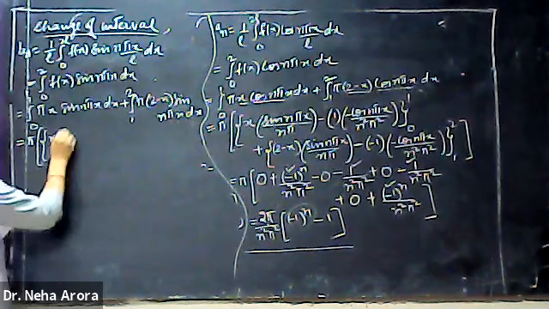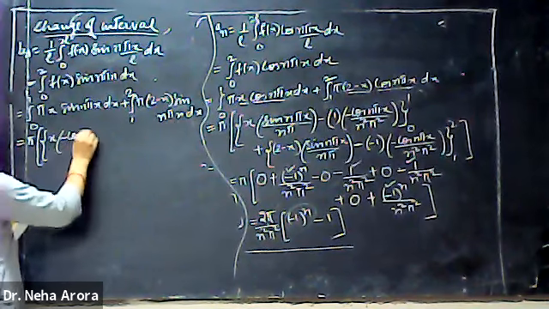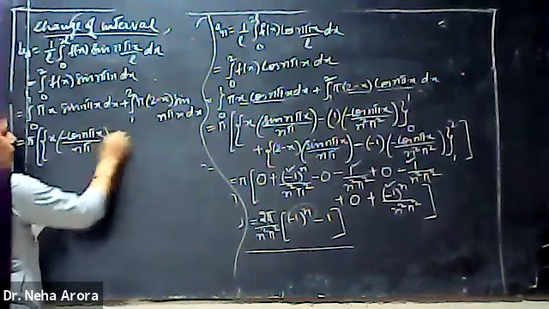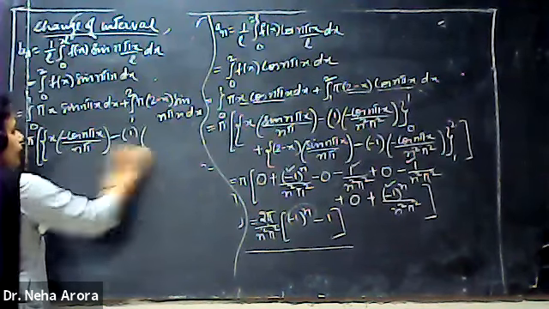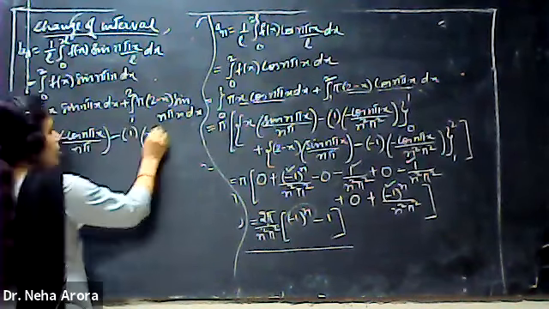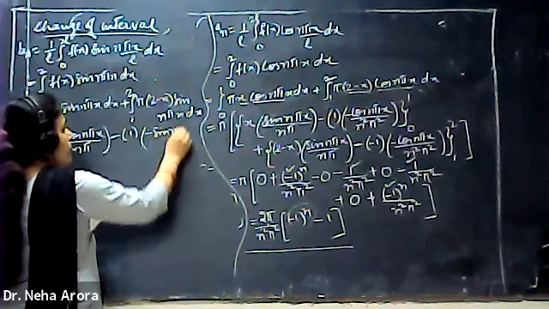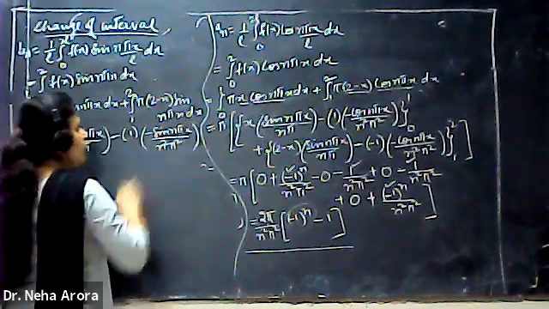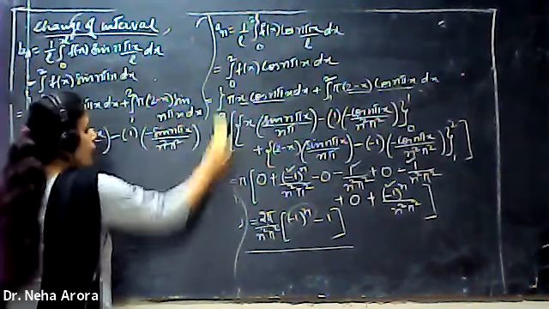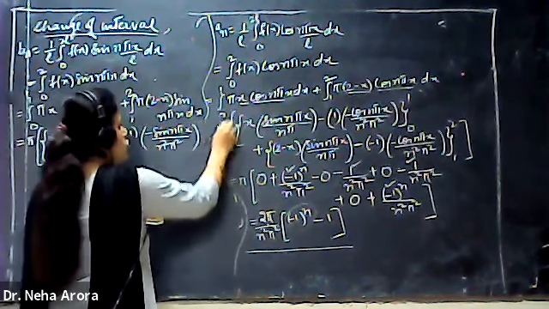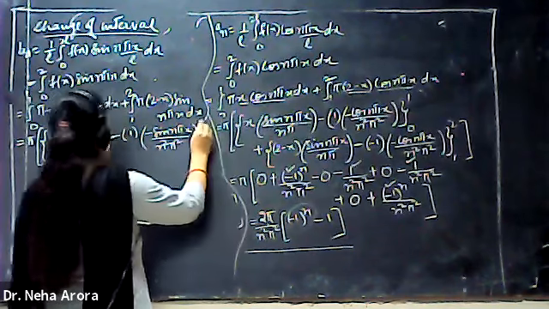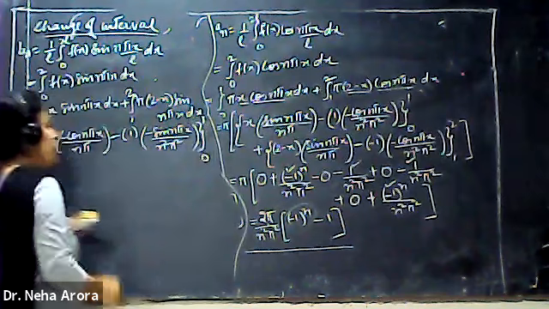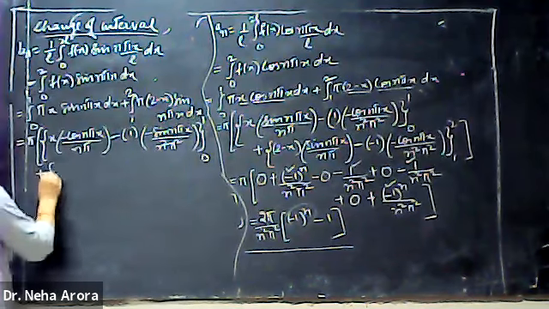First term same, integration of second. Integration of sine is minus cos upon n pi, and minus derivative of x is 1, and integration of minus cos is minus sine n pi x upon n square pi square. Bracket close. So this is for our first integration. So curly bracket close and limit is from 0 to 1.